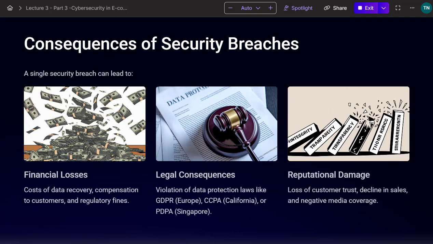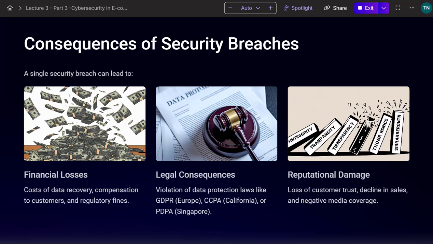So now we also look at the consequences of cybersecurity breaches. We have financial losses, legal consequences, and reputational damage. A single security breach can have far-reaching consequences for an organization. Financial losses can come from the cost of data recovery, compensation to affected customers, and regulatory fines.